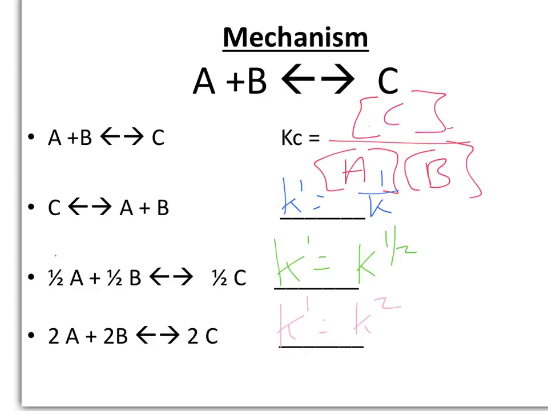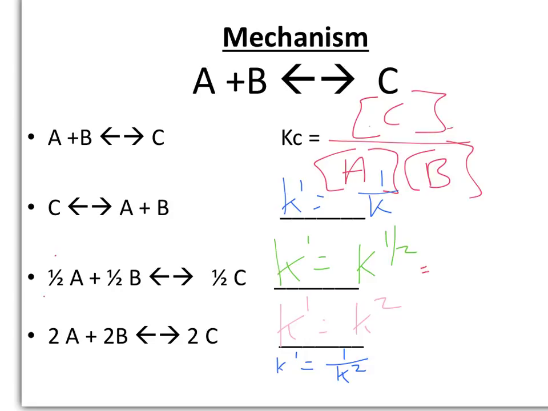Now, this one's not on there, but I just want you to think. What would you do if we took that last reaction, left it doubled, but then flipped it? 1 over K. So K prime would be 1 over K squared. So every time we do the K, it's the change from the original reaction. Now, mathematically, I want to go back and talk about the green one.